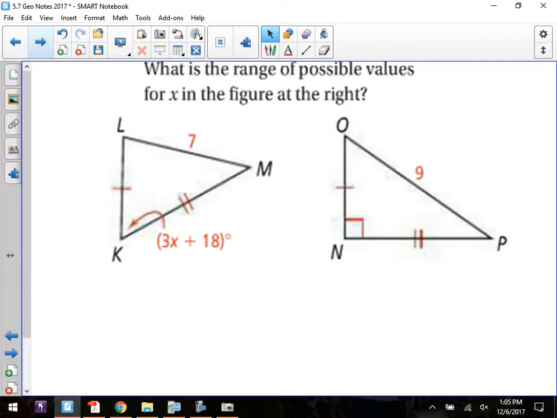What's your upper boundary? 90. Yeah, you're right. We solve for x. The first thing you do, add: 3x plus 18 has to be smaller than 90. Okay. What's your lower boundary that you have to set equal to? 0. Not equal, but it has to be greater than 0. Now, watch what happens when you deal with 0.